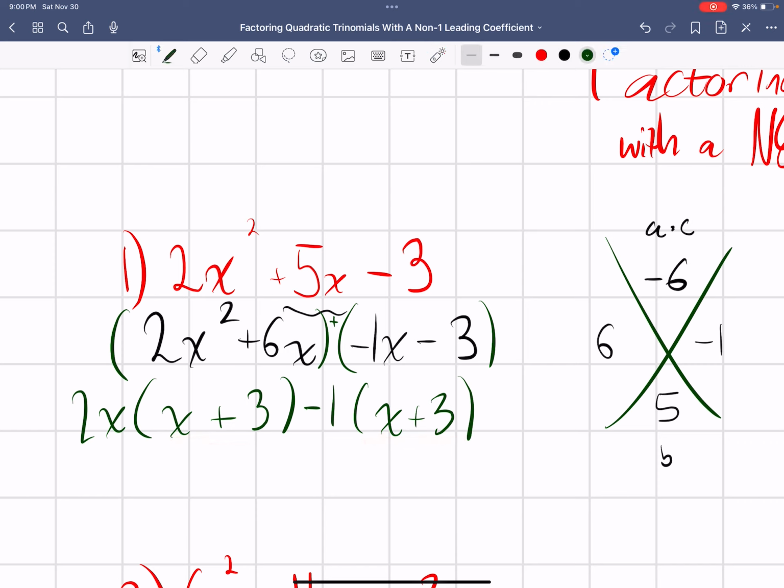And so then we're just about done. Our final answer will be the thing that appeared twice. So that's the x plus 3.